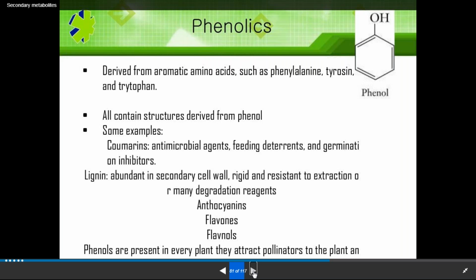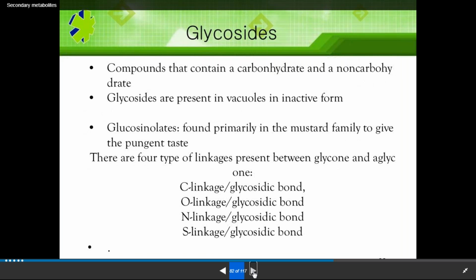Lignins are abundant in the secondary cell wall; they are rigid and resistant to extraction, or many times they get degraded to anthocyanins, flavonols, etc. Phenols are present in every plant, and they attract pollinators to the plant. What you should know from this slide is that phenolics are mainly derived from phenylalanine, tyrosine, and tryptophan, and all have a structure derived from phenol. They can be classified into coumarins and lignins, where lignin is further classified into anthocyanins, flavones, and flavonols. All these come under phenolics. Flavonoids: anything which gives color to the plant is usually a flavonoid.